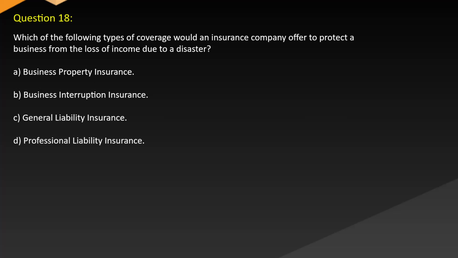Question 18. Which of the following types of coverage would an insurance company offer to protect a business from the loss of income due to a disaster? A. Business property insurance. B. Business interruption insurance. C. General liability insurance. D. Professional liability insurance.